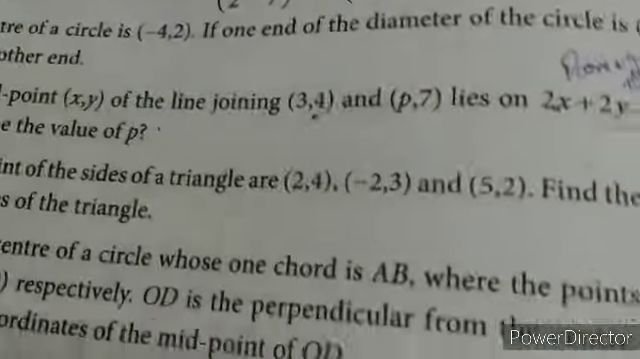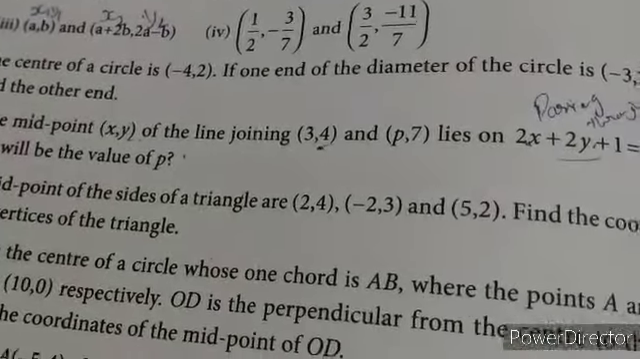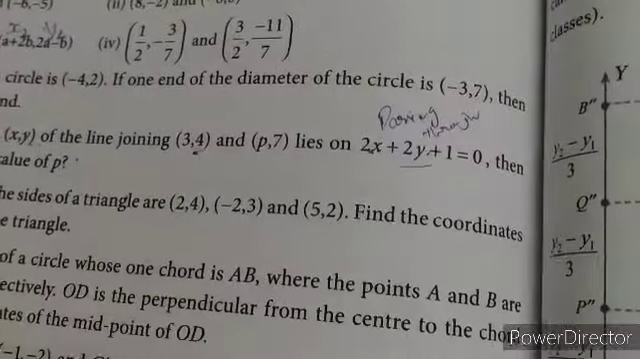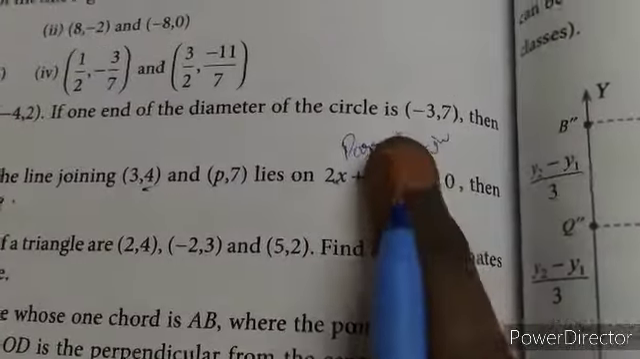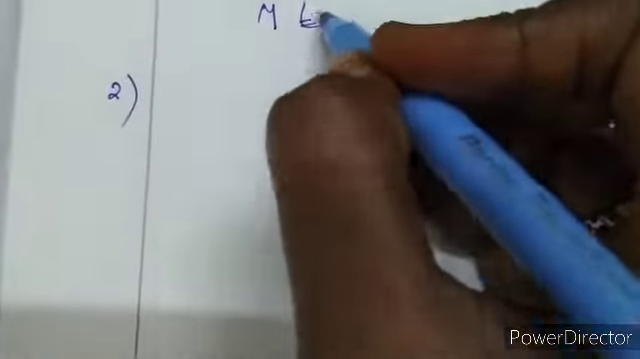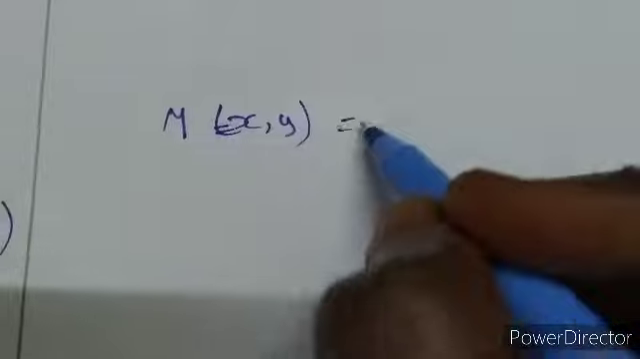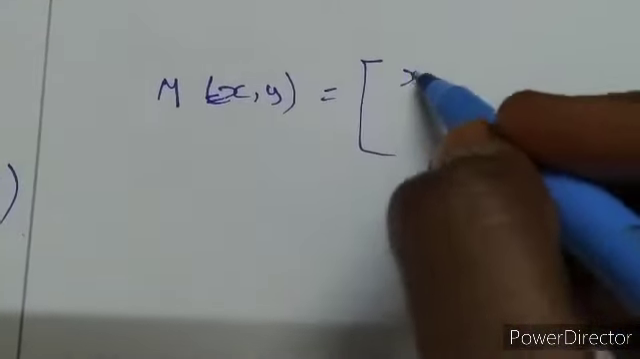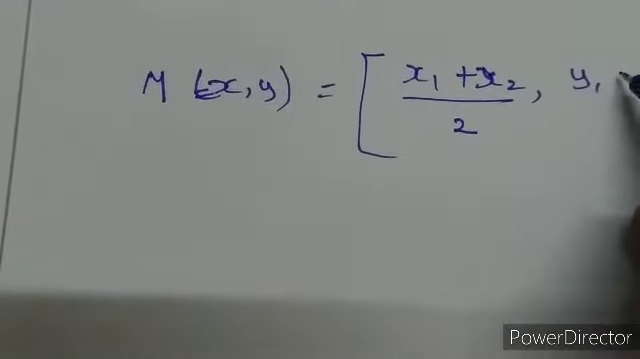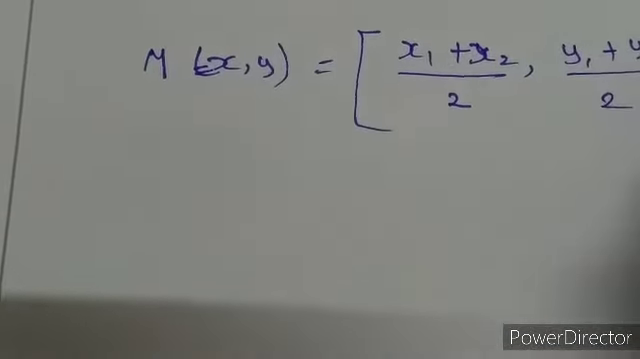Coming to question number 2. The center of the circle is given as (-4, 2), and one end of the diameter is (-3, 7). Find the other end. Question number 2. First step, write the formula. M is (x, y) equal to x1 plus x2 divided by 2, y1 plus y2 divided by 2.